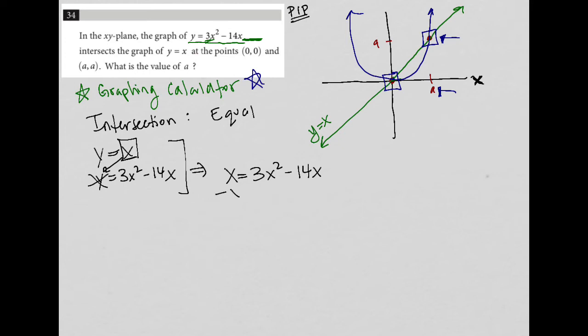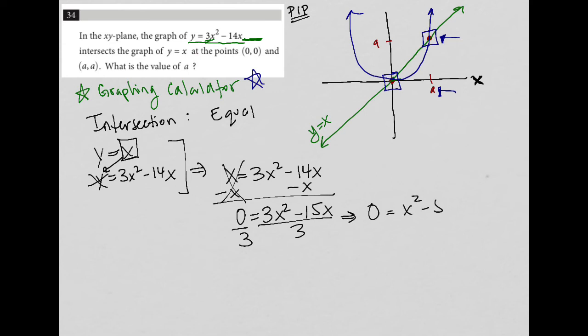So let's simplify this. I'm going to subtract x from both sides. So I'm left with 0 equals 3x squared minus 15x. I am going to actually divide both sides by 3, leaving me with 0 equals x squared minus 5x. Now I'm going to factor this x squared minus 5x. I'm going to pull out a GCF. The GCF is x. So I have x parentheses, x minus 5 equals 0.